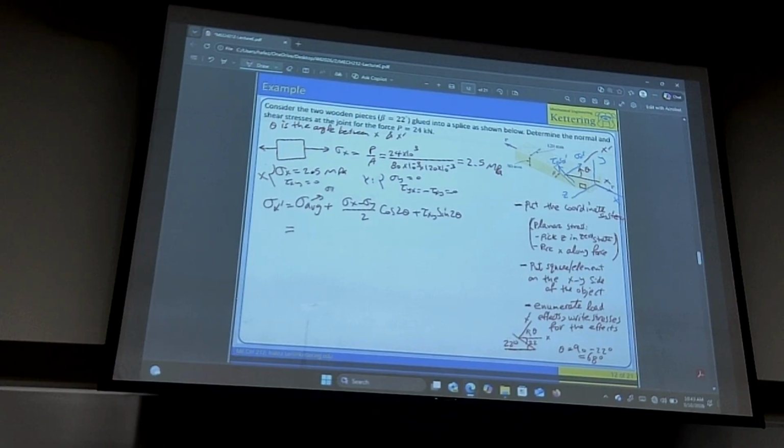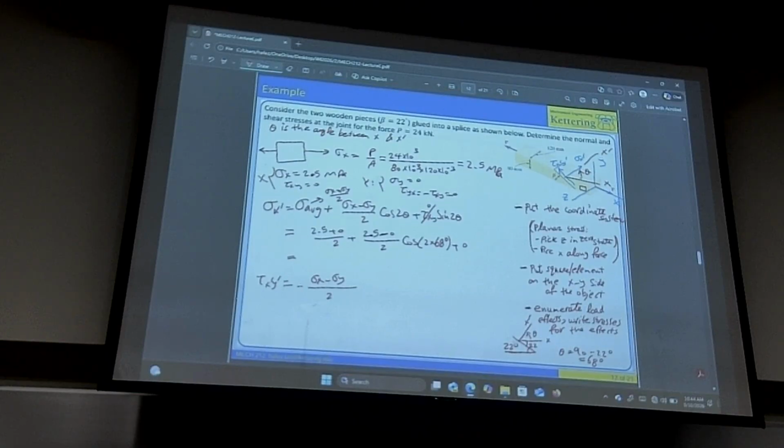So sigma average is sigma x plus sigma y over 2. So 2.5 plus 0 over 2, plus 2.5 minus 0 over 2, times cosine of twice 68 degrees, and tau is 0. That's sigma x prime. Then tau x prime y prime. Yes, calculate these and get a point for each.